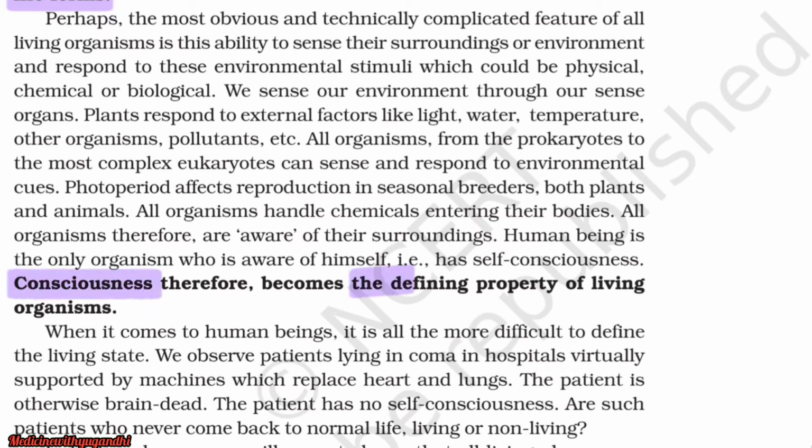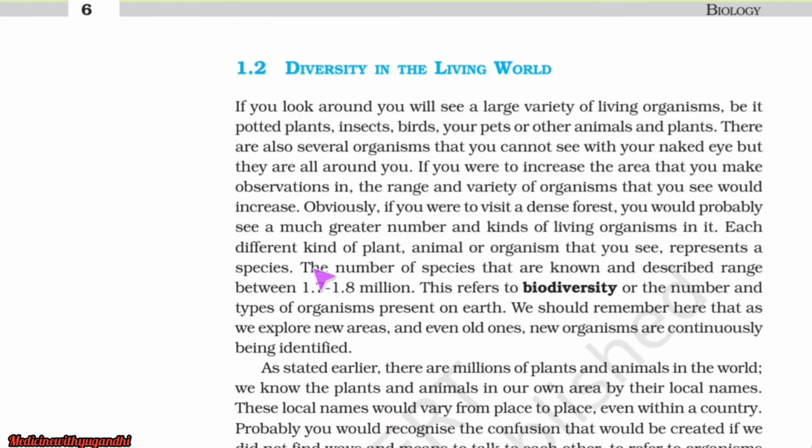Consciousness is also the defining property of living organisms. Now coming to the 10th MCQ, the number of species that are known and described ranges between 1.7 to 1.8 million species existing on this earth.